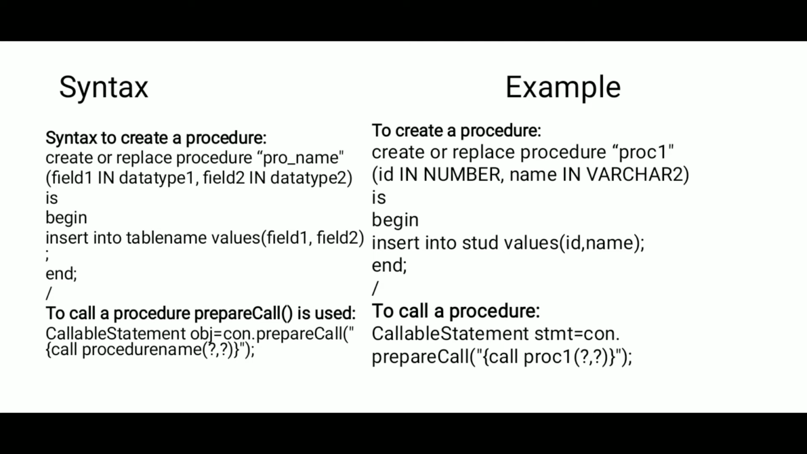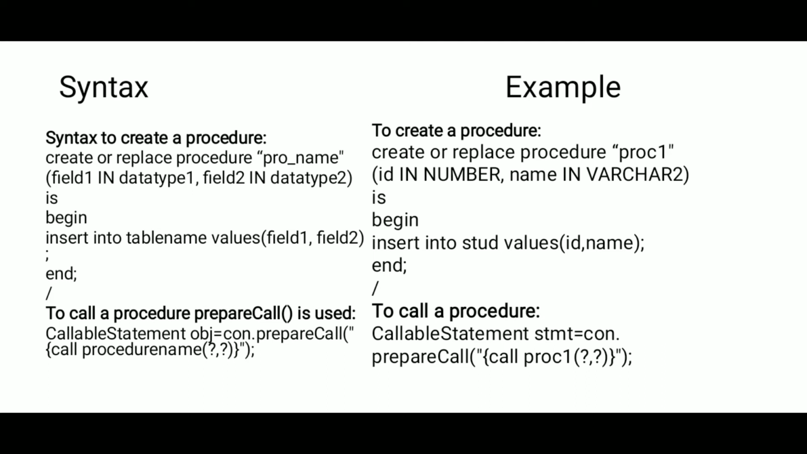So here is an example where we create one procedure. Create or replace procedure 1, so first procedure 1 is created. In this we pass two parameters, id and name. id has the number data type, and name has the varchar data type. So in this student table we put both values, id and name.